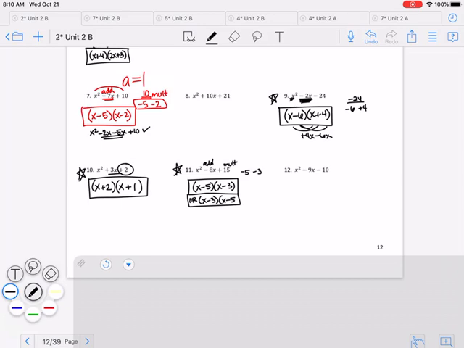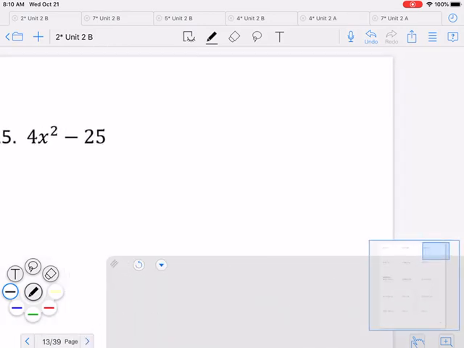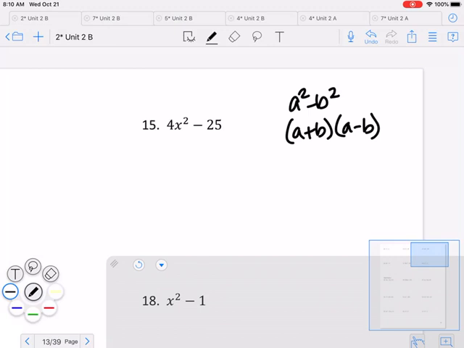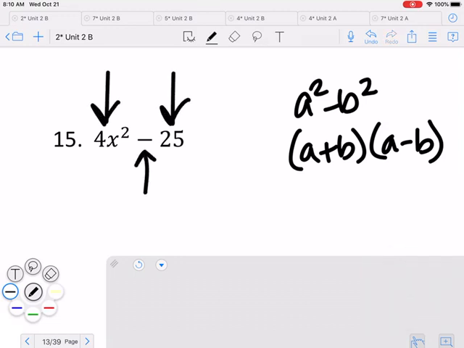And then our difference of squares. So our formula was a squared minus b squared. That's the problem. The answer in factored form is a plus b times a minus b. So I want to explain why that is. Why is there only two terms? These are called difference of squares. You've got a perfect square, and there's a minus sign between them.